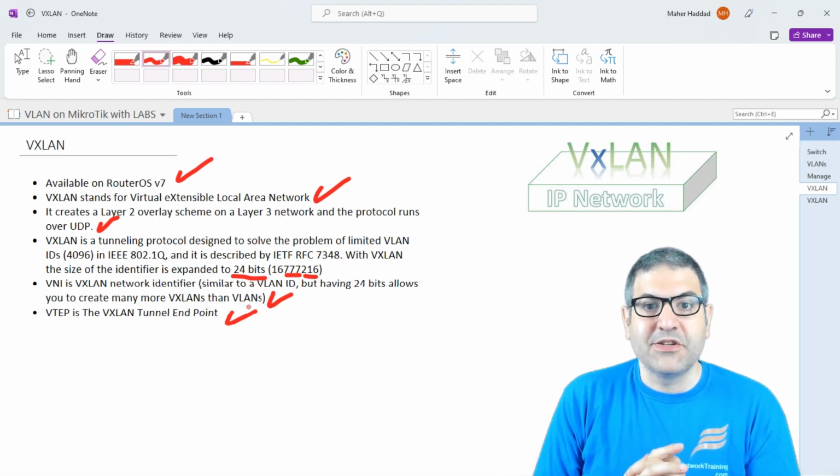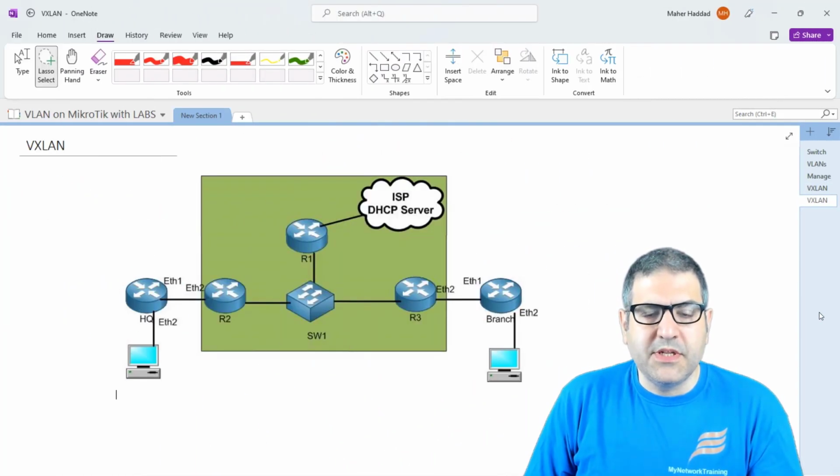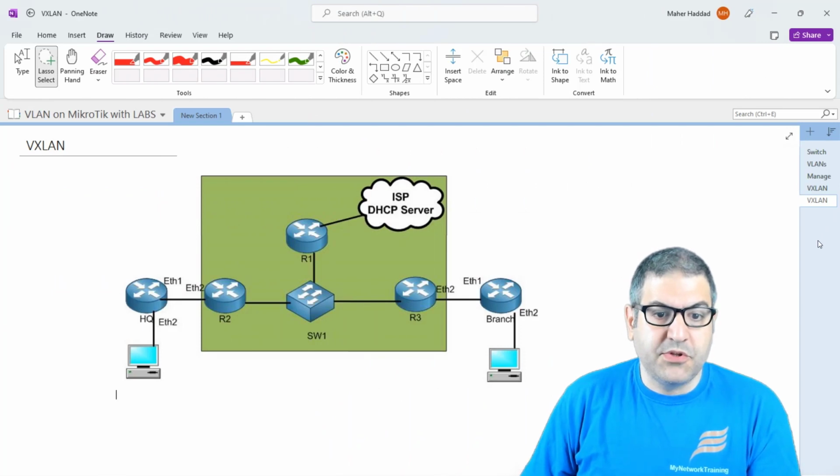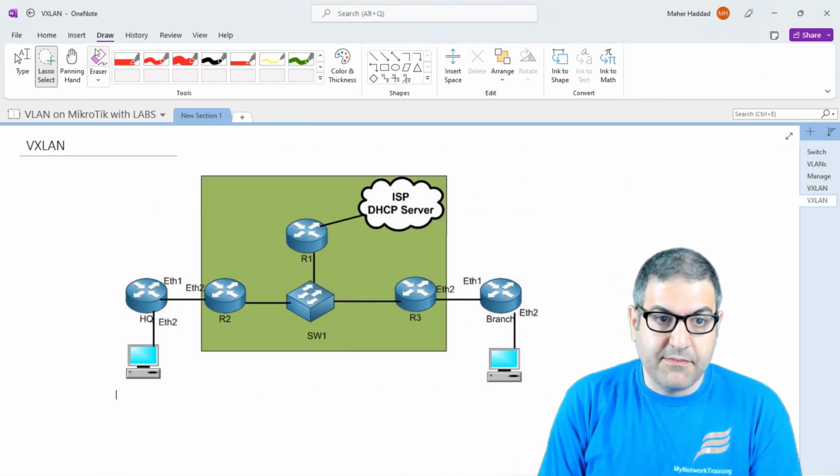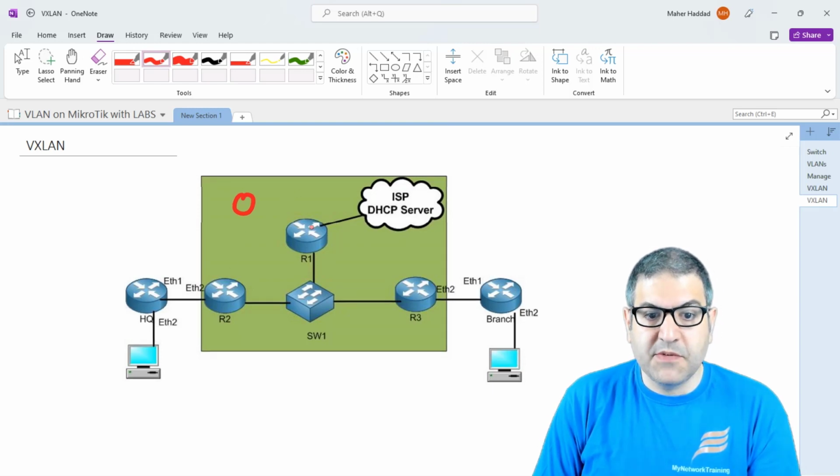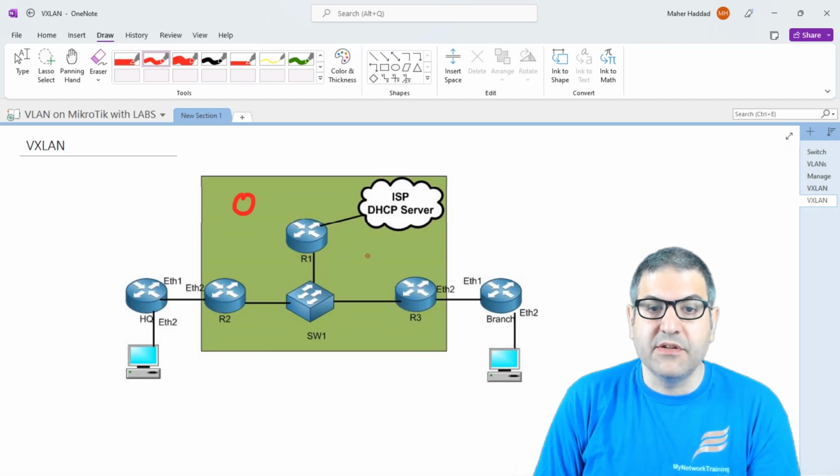Let's go now and start doing the lab. So this is my lab. I just want to show you right away what I already have in my lab. I already have OSPF running on router 1, router 2, and router 3, so there is routing inside here. Router 1 is providing a default route to router 2 and router 3 so they can go to the internet. So all of them have internet.